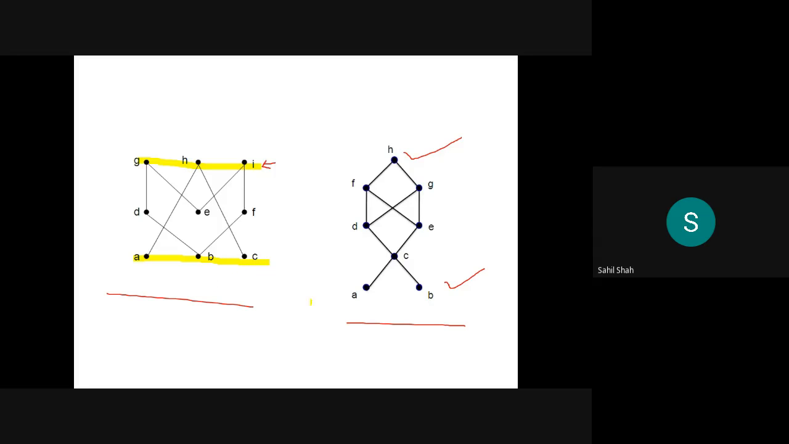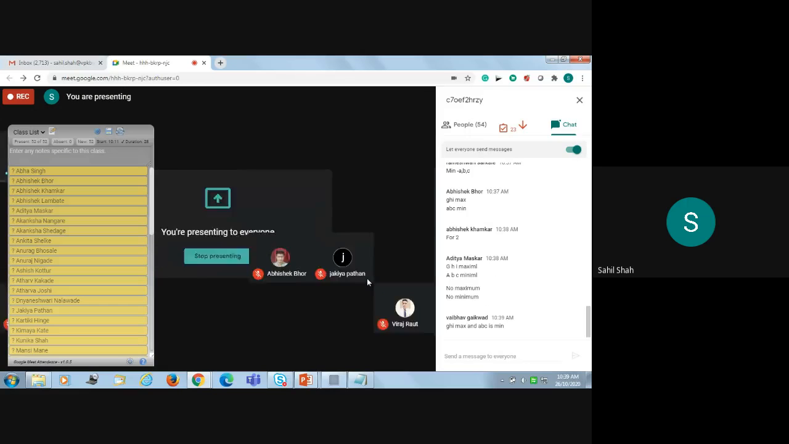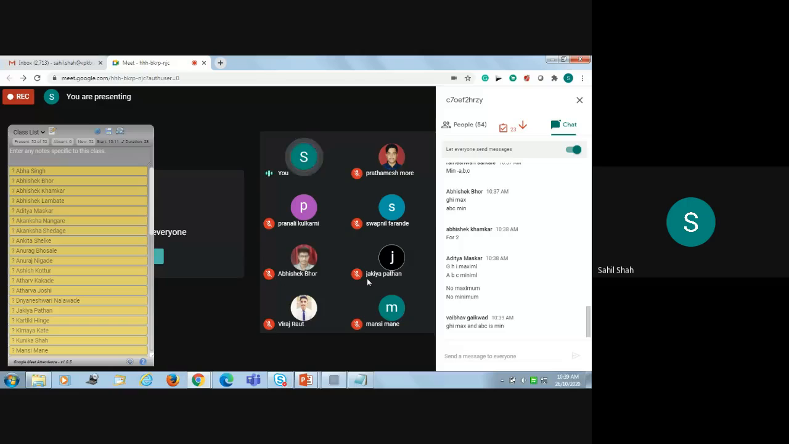For this example, I am clearly observing that this element H is present at the topmost level, so it is a maximal element, while A and B are present at the bottommost level, so these are known as minimal elements. Am I clear? Should we proceed? There should not be any confusion. No maximum, no minimum. Correct, Aditya.